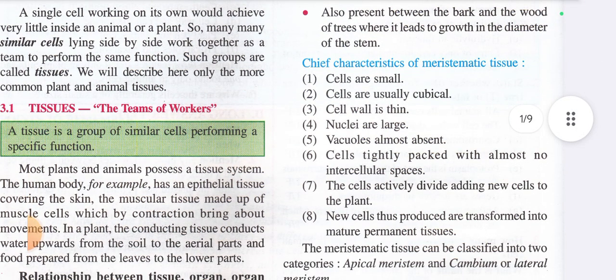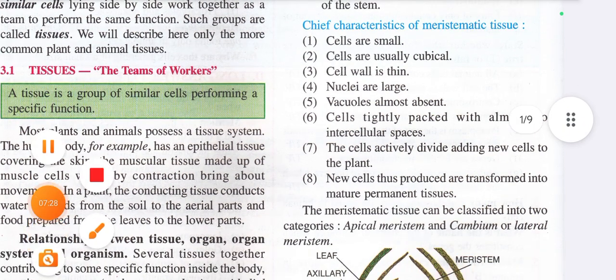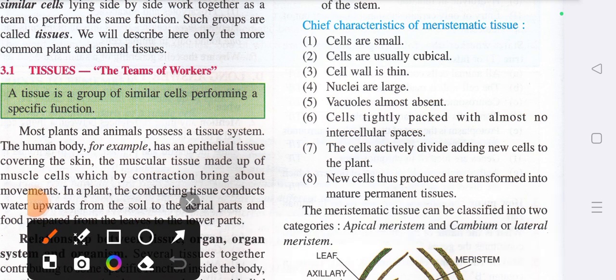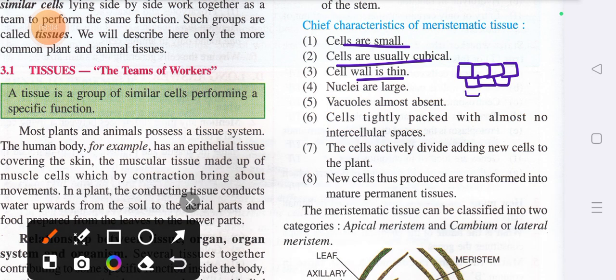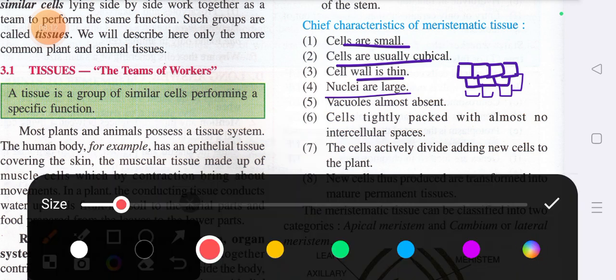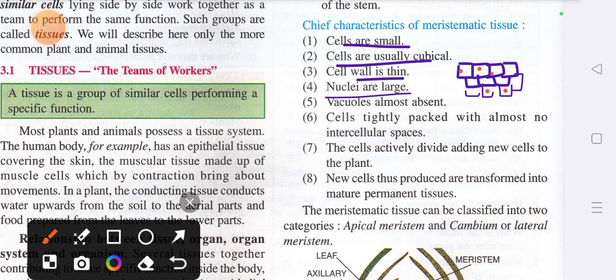The next thing is the chief characteristics of meristematic tissue. What is meristematic tissue exactly? See here, the cells are small. In meristematic tissues, the cells are very small, and these small cells form a tissue. Cells are usually cuboidal, like a cube. The cell wall is very thin. The nucleus present inside is quite large in size.